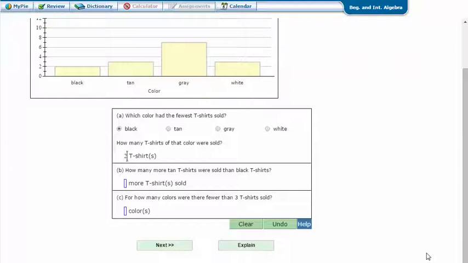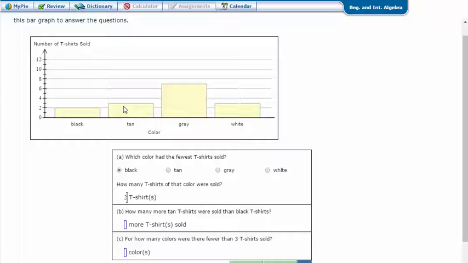How many more tan t-shirts were sold than black t-shirts? That's another subtraction problem. So tan minus black. Tan's at 3 and black is at 2. 3 minus 2 is 1. For how many colors were there fewer than 3 t-shirts sold? And so not at least 3 or fewer, it's just fewer than 3, so it's going to be everything under the 3, not including 3. And so that's just 1, that's just black. Only one color has fewer than 3.